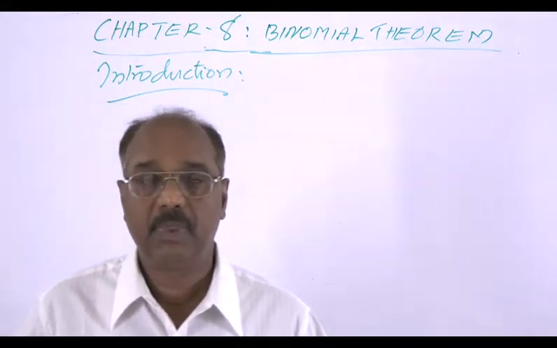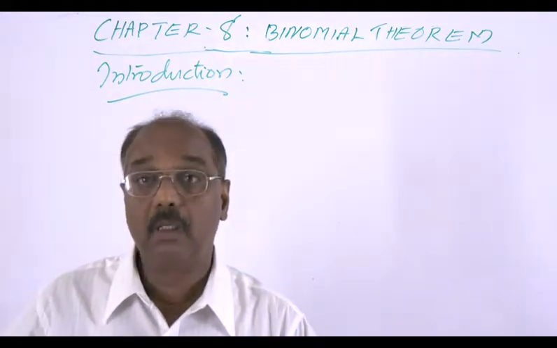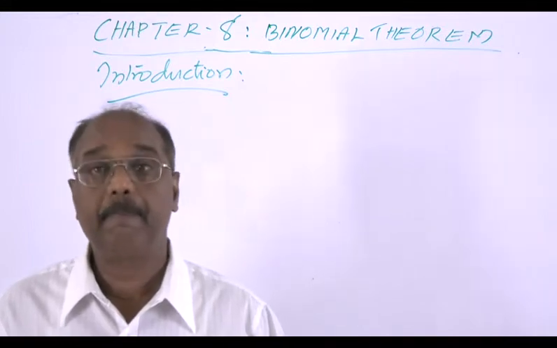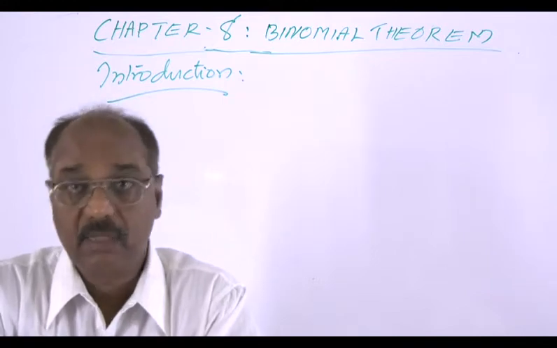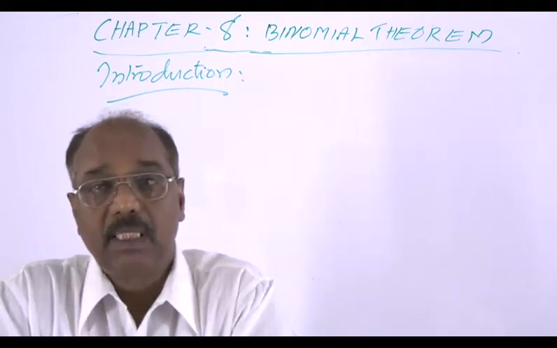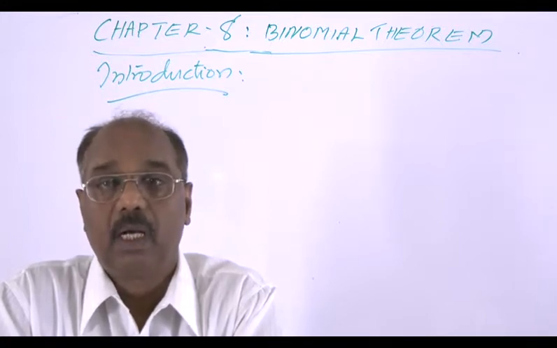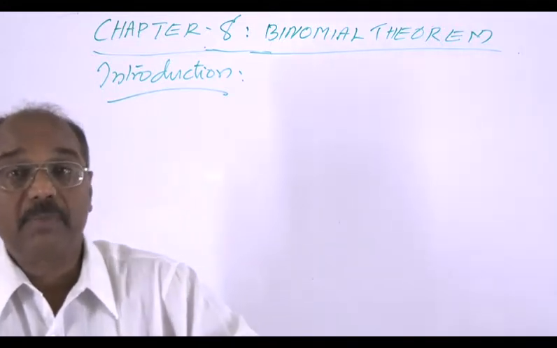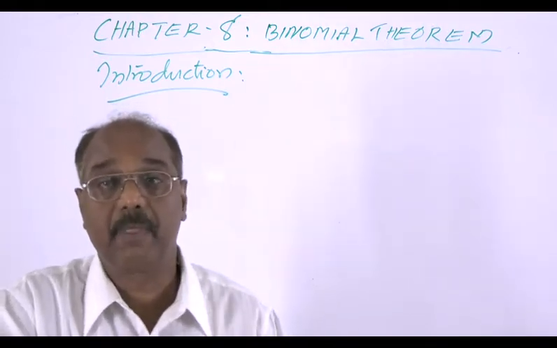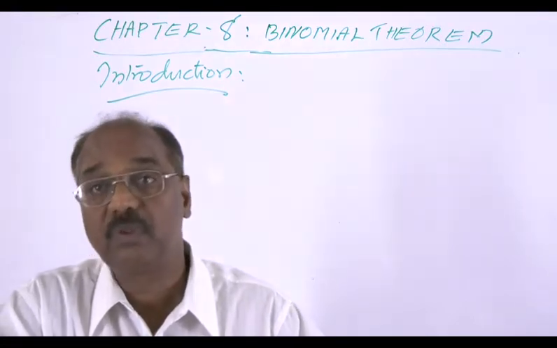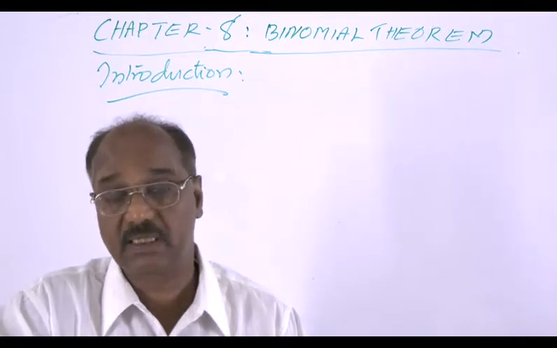Binomial Theorem, Chapter 8. Bi means two. Binomial means, here we mean, a mathematical expression involving two terms. And a theorem based on this binomial expression, the binomial theorem, we discuss here. The statement and the proof we discuss, and related results also we discuss.